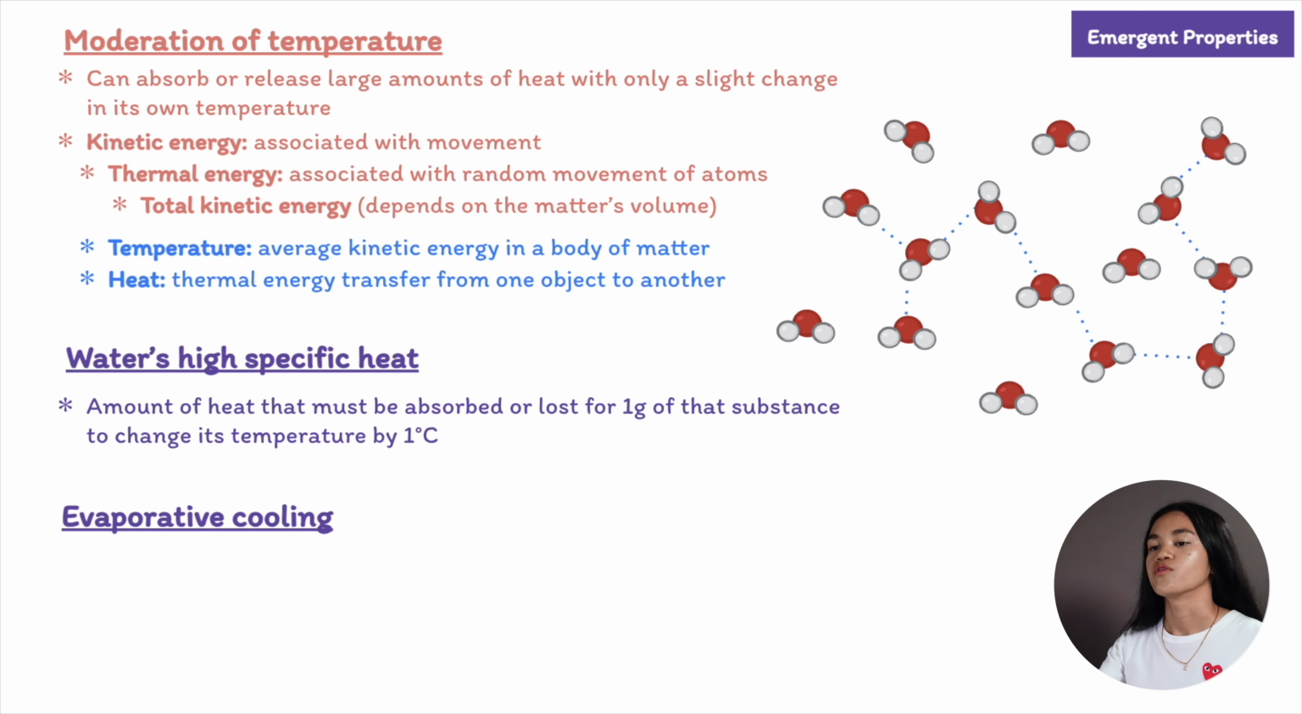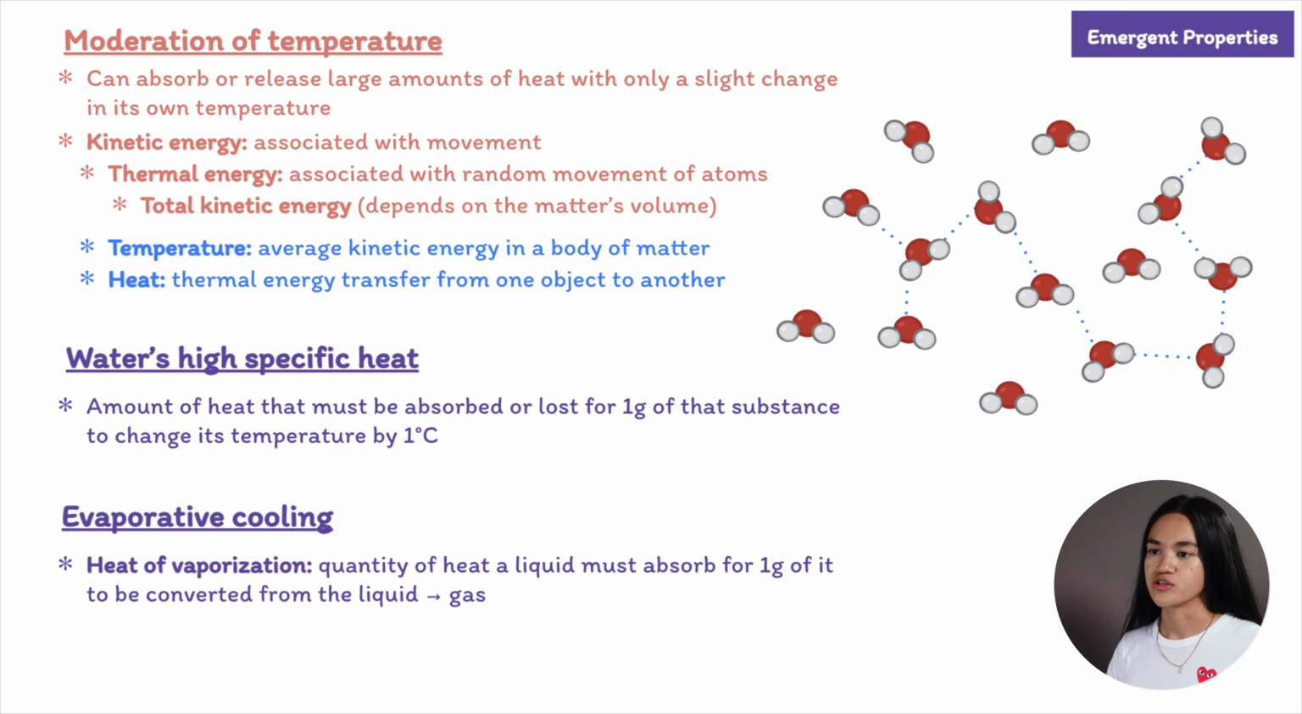We mentioned before that temperature is the average kinetic energy of molecules, regardless of volume. And when molecules move fast enough, their speed increases and they can transform into gas. So if we were to heat a liquid, the average kinetic energy of molecules increases and the liquid evaporates more rapidly. We measure this through heat of evaporation, which is the quantity of heat a liquid must absorb for 1 gram of it to be converted from the liquid to gas.